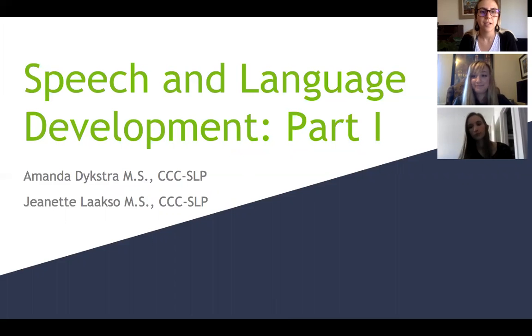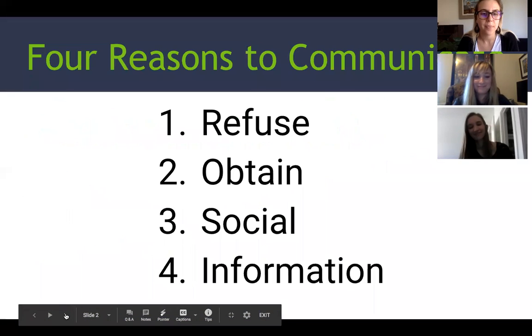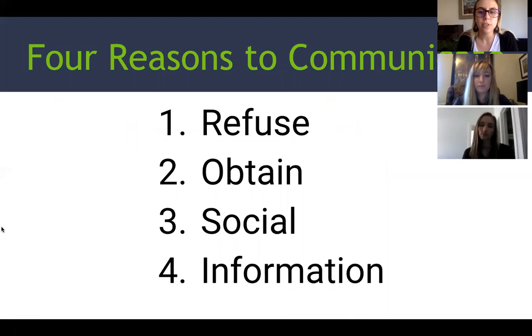I agree. And another thing I wanted to talk about, especially in regards to AAC, is we've got our four reasons to communicate: refuse, obtain, the social aspect, and then information. Especially with AAC, refusing and obtaining are two of the biggest ones we really focus on because they're highly motivating, especially obtaining. That's a huge one for AAC, whether it's pictures or an eye gaze device or an iPad. Giving the child the power to obtain something that they want, whether it's food or a TV show or a toy, is super motivating.